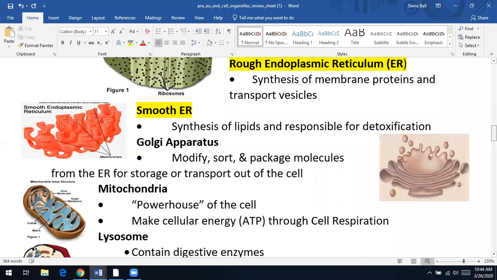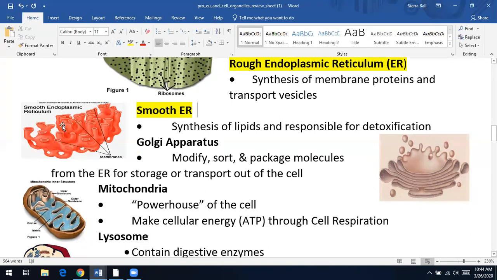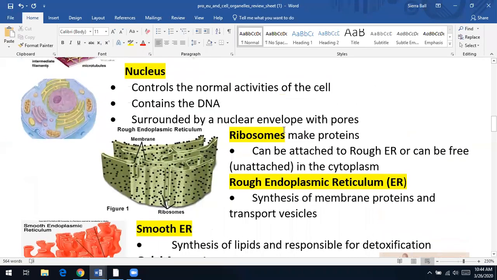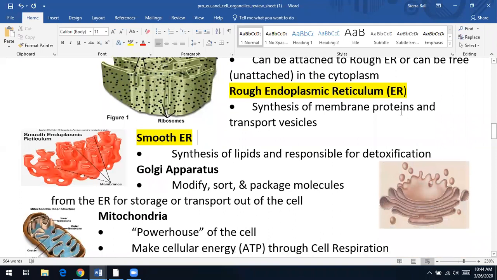Now, I'm going to be honest with you. Don't they look a little bit alike if you're looking at a picture like this? Y'all see what I'm talking about? If I'm looking at this picture, how am I supposed to be able to tell the difference between this, this, and that? How do you determine the difference?